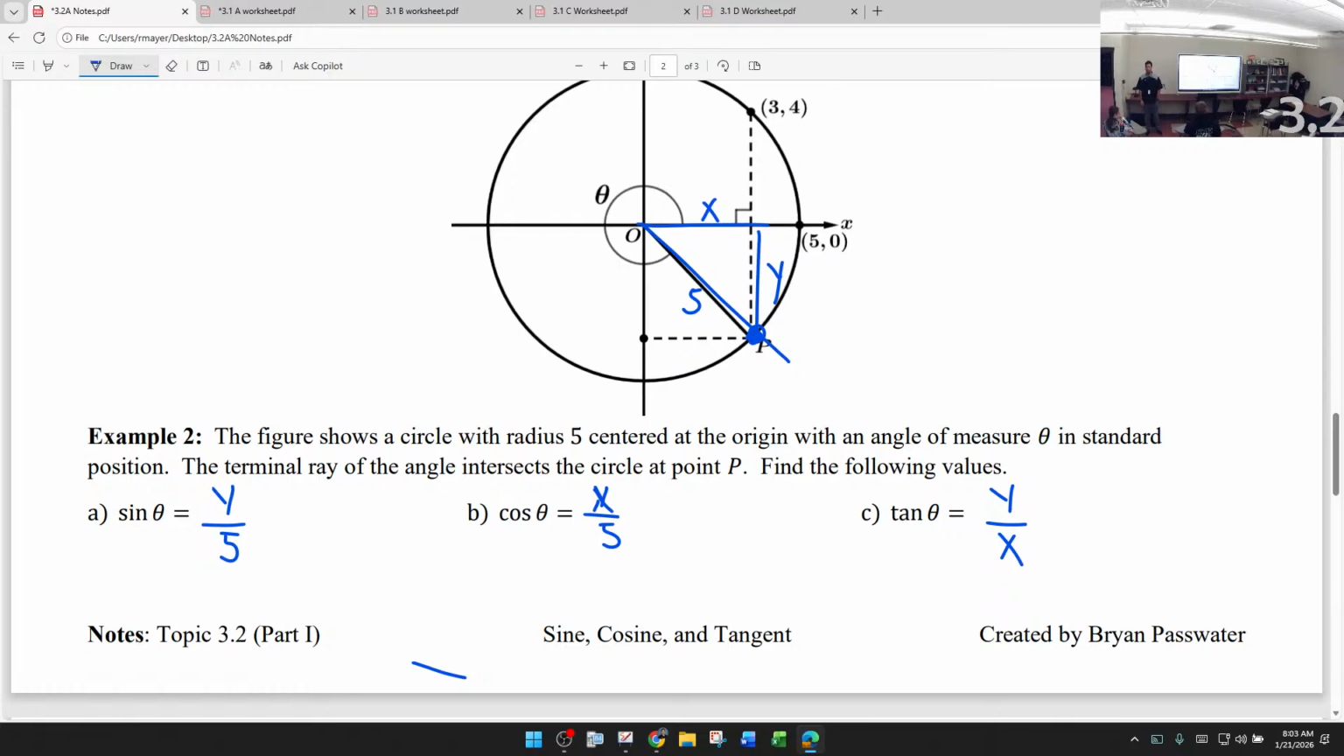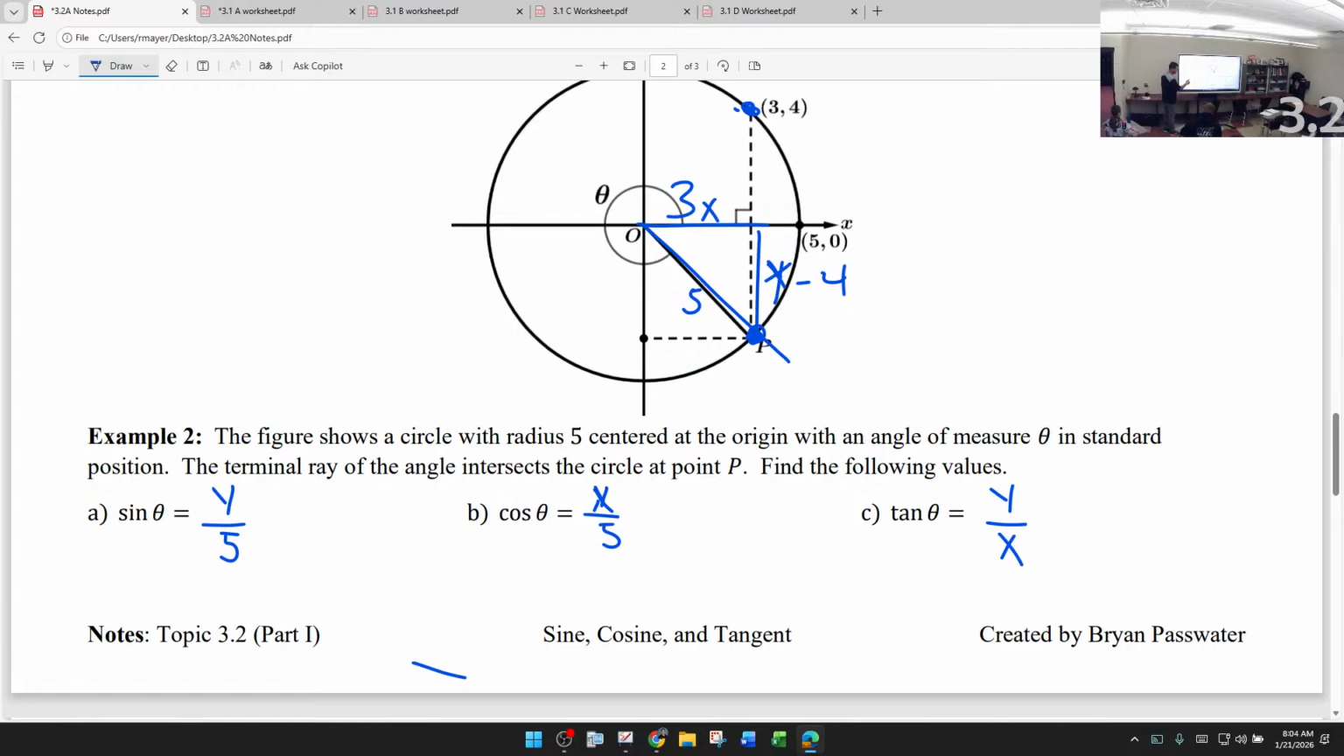Because it's a 3, 4, 5 right triangle. This point up here is 3, 4. What's this point down here? 3, -4. So this is 3 and this is -4. I thought I missed it because that should have been a negative y over 5, and I thought that should be negative y over x. Somebody else caught it that I actually know what x and y are.